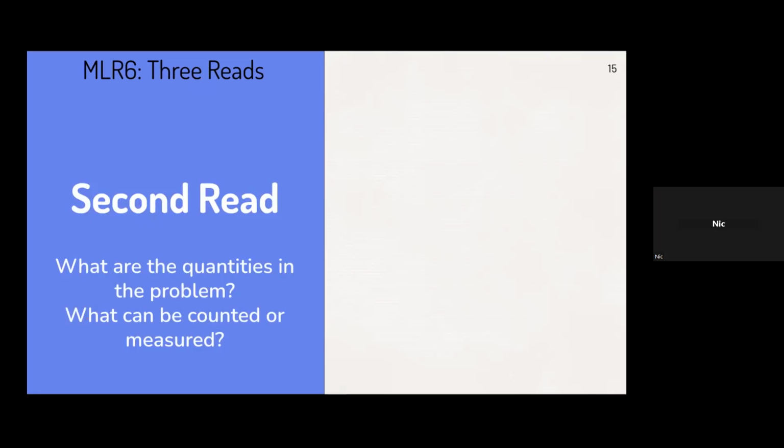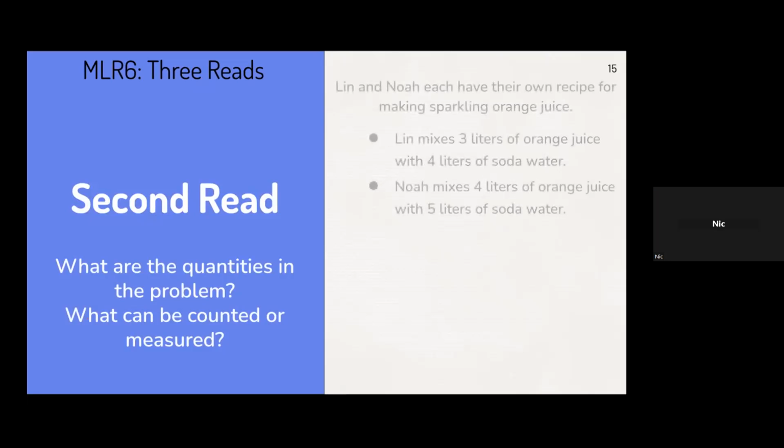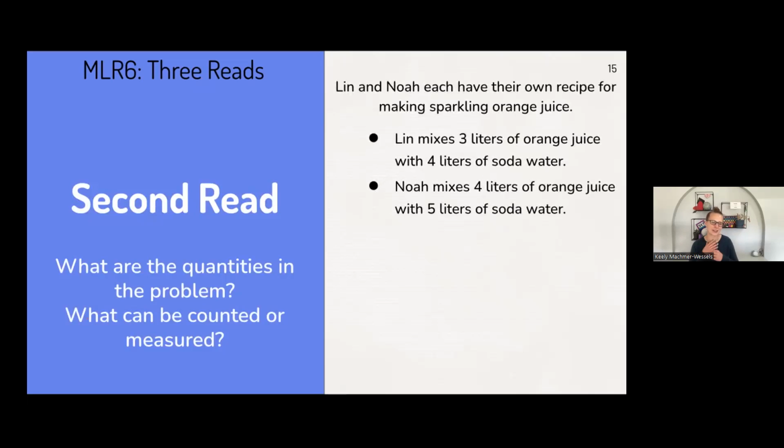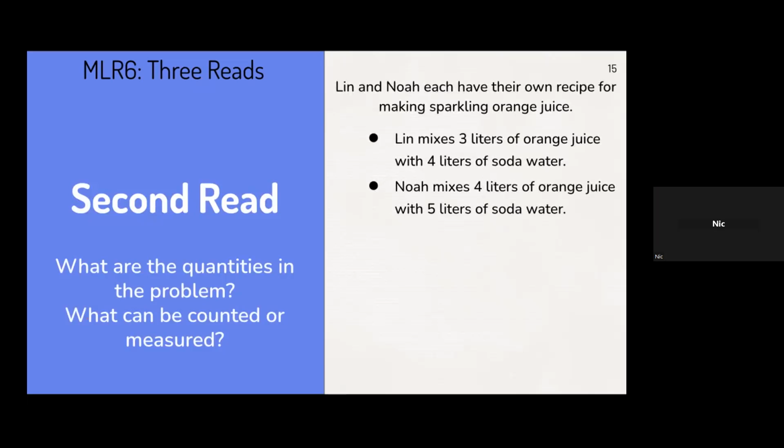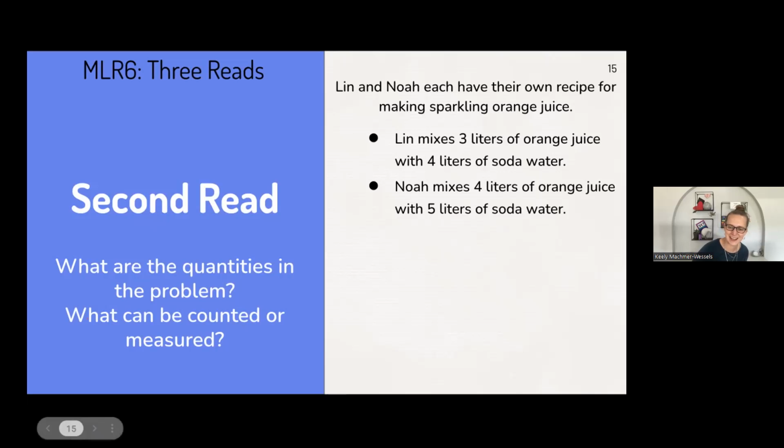I will. Thank you so much, Nick. So here we go. You're up, Nick. Lisa, I'll have you do the next one. I see you in chat. Okay. Lynn and Noah each had their own recipe for making sparkling orange juice. Lynn mixes 3 liters of orange juice with 4 liters of soda water. Noah mixes 4 liters of orange juice with 5 liters of soda water. Awesome. Thank you so much, Nick.